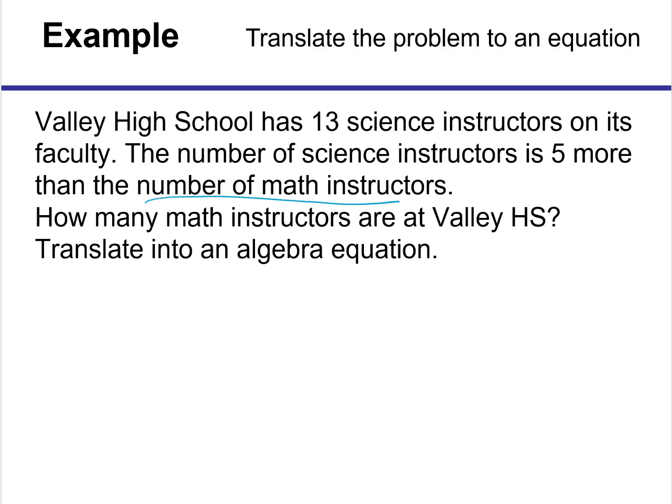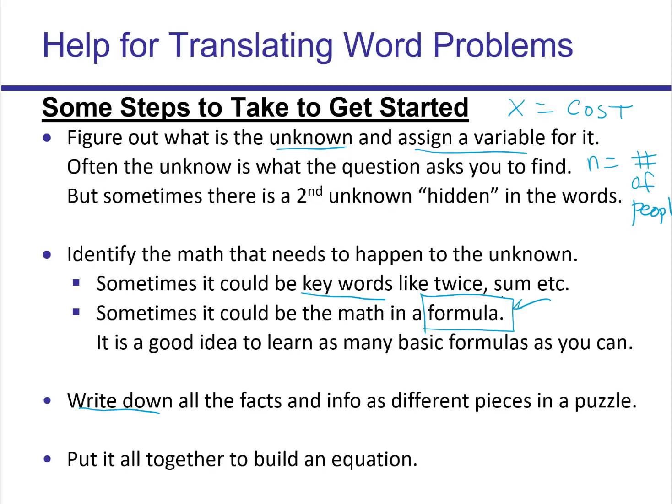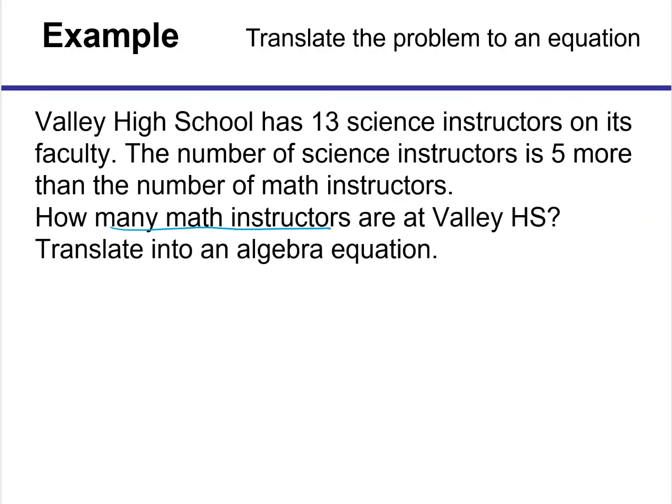That is the number of math instructors. Oh wait, that's not where the question is. The question is down here, how many math instructors? Okay, so remember, that's a good place to start. Step 1 is figure out your unknown and assign a variable to it. So it looks like, let's call it x this time. When you assign a letter to your unknown, you can pick any letter you want. Last time I used n, this time I'm going to use x.